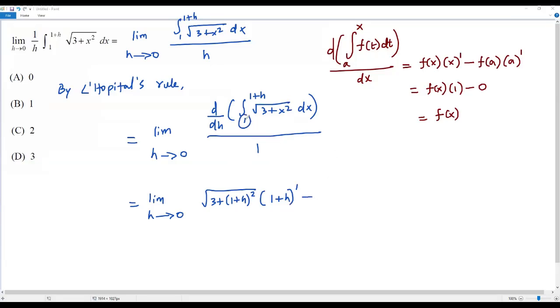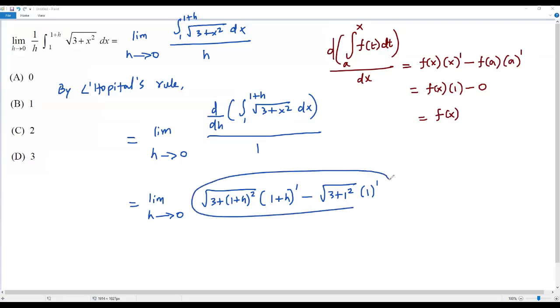Now we have to plug in this lower limit 1 for x over here, like I plugged in a for t over here. Then I am getting square root of 3 plus 1 square. Further, I have to get the derivative of this lower limit, like what I have done over here. That is the derivative of 1. And actually we have denominator 1 over here. We don't have to write the denominator 1 because the complete stuff is divided by 1. Still it is equal to the same stuff.